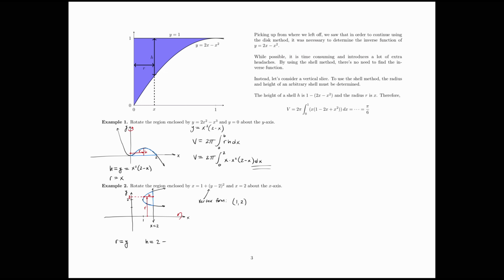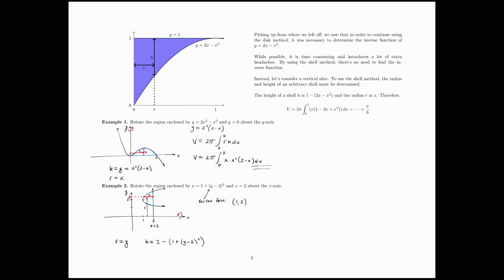Well, the relationship between x and y on this curve is given by this. So if we want the x value, then it is going to be 1 plus y minus 2 quantity squared. So that is the height. It's the difference in the x values, right minus left.